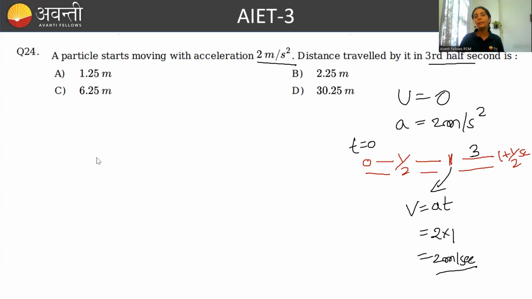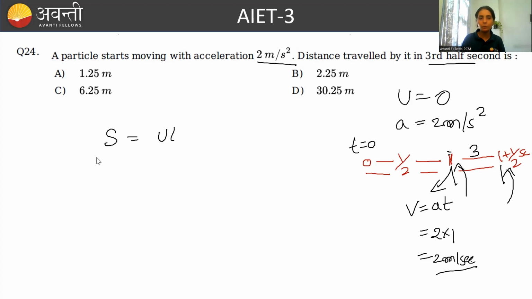We have to calculate distance covered from this time to this time. So from 1 second to 3 by 2 seconds. Done. So if we are taking this as a starting point and this as an end point, then the time it is taking to go from here to here is how much? Half second. So we have to calculate distance traveled in half second.